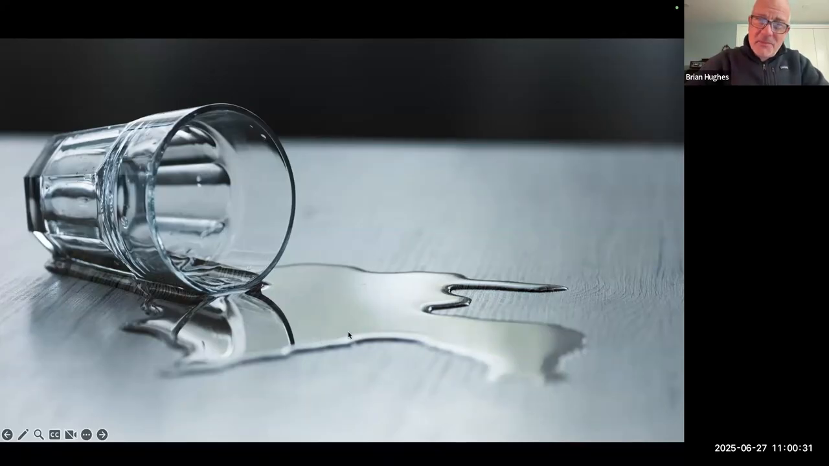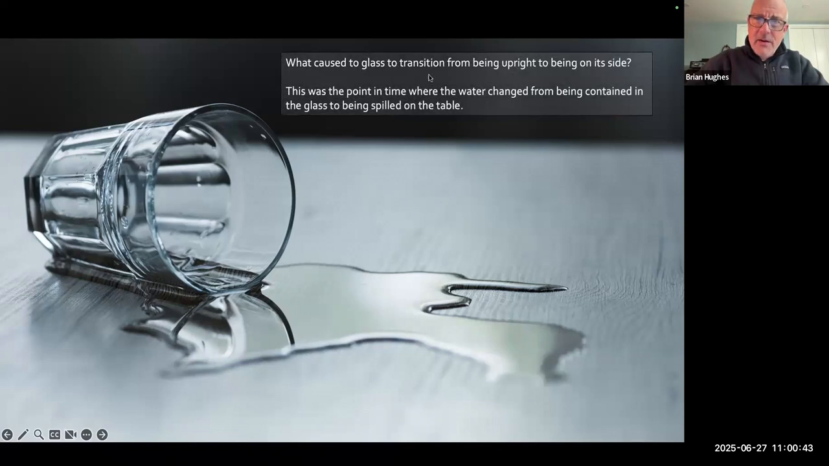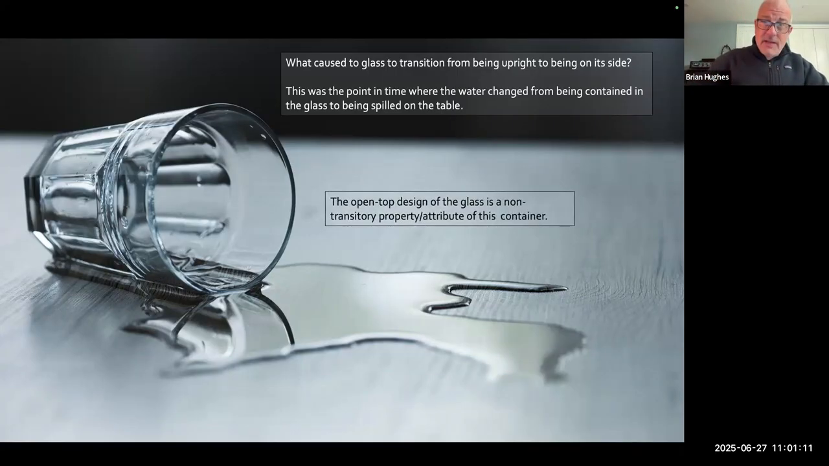The reason I'm spending so much time on a simple event like this too is we start simple, but we leverage up pretty quick. Okay, so it's more about training your brain to think about each of these different ingredients, right? So, what caused the glass to transition from being upright to being on its side? This was the point in time where the water changed from being contained in the glass to being spilled on the table. Now, the operative word here is change. That is the thing that we're looking at as an event unfolds, is when things change, and also the things that are involved in that change.